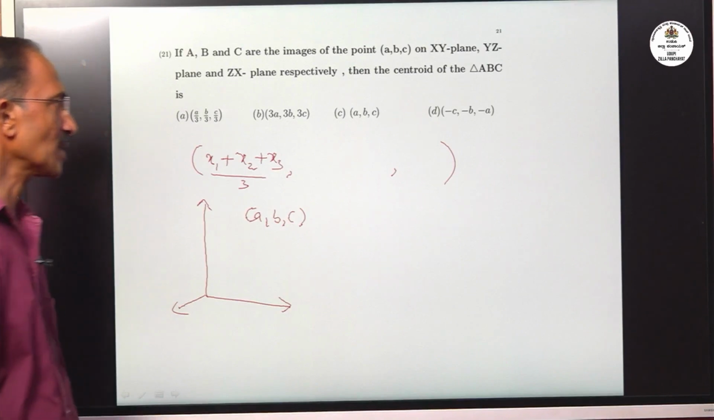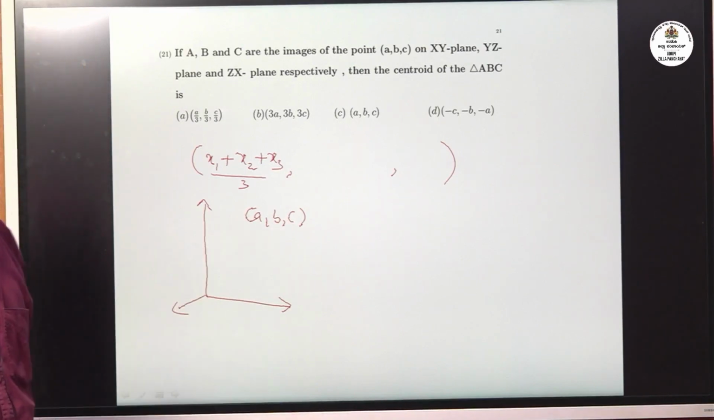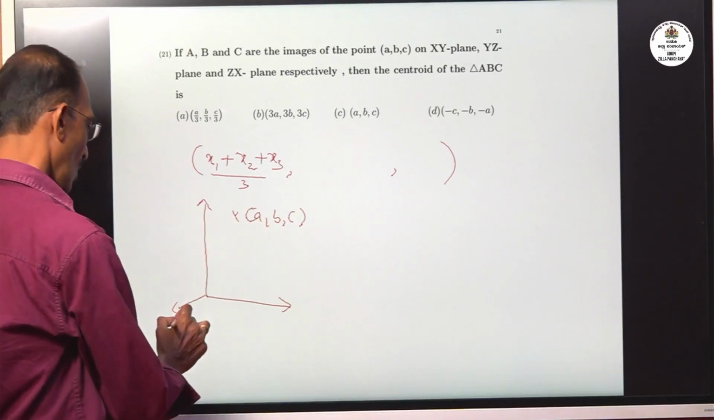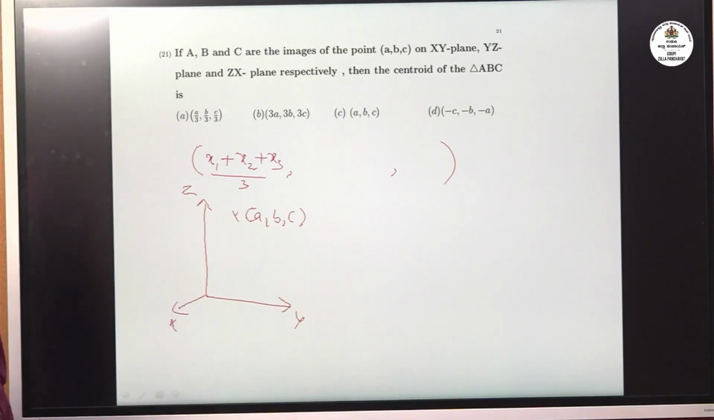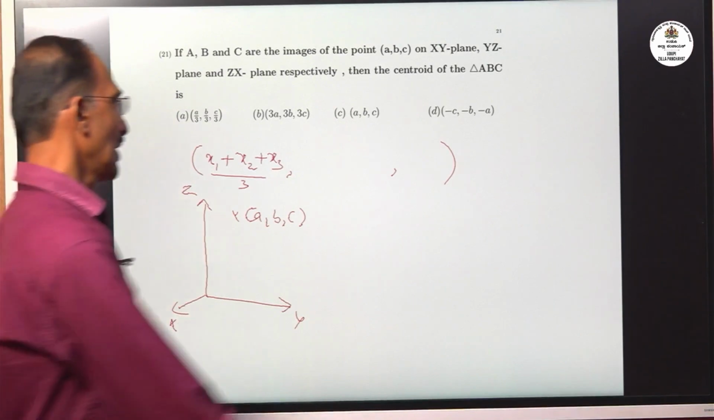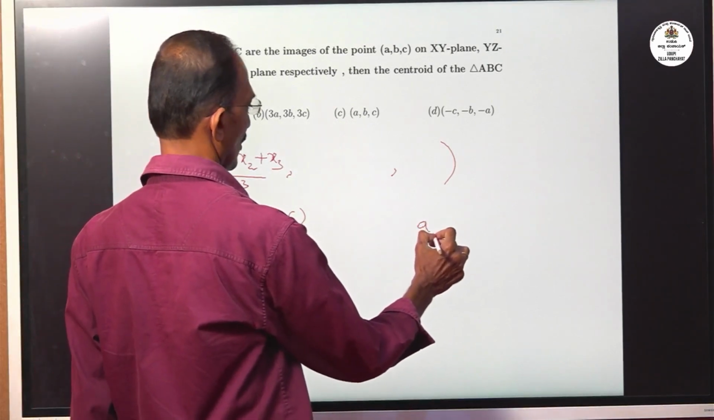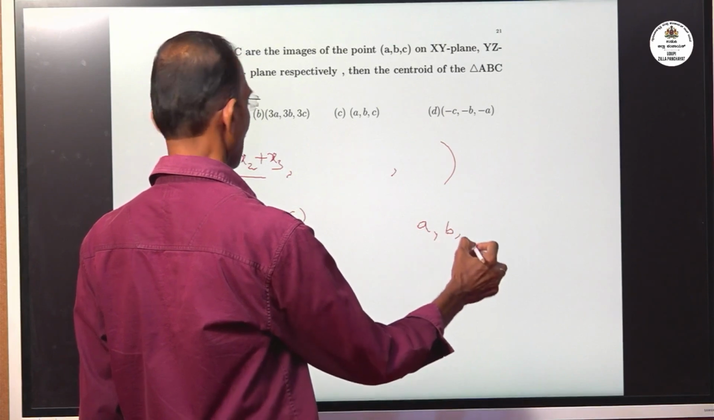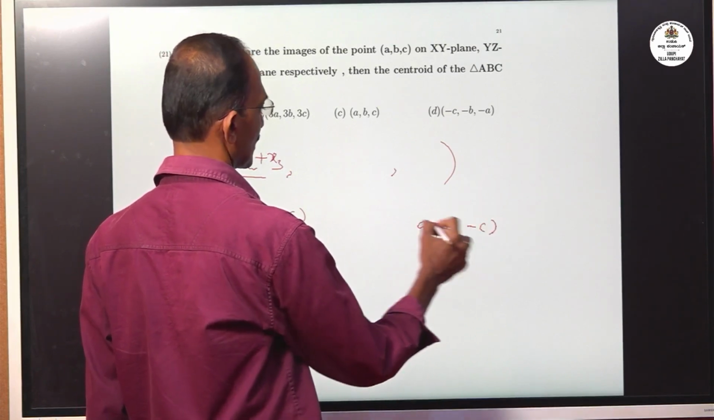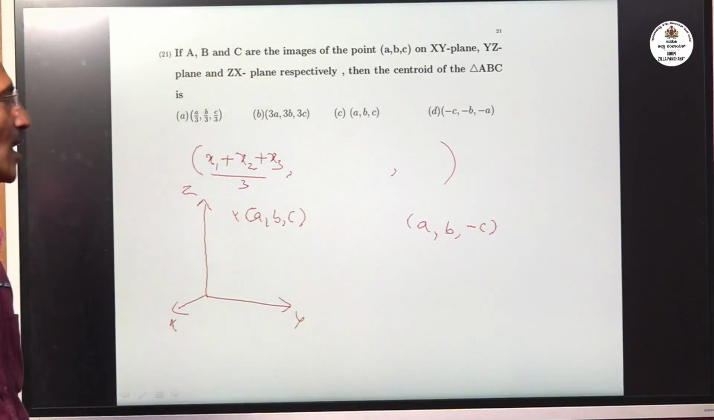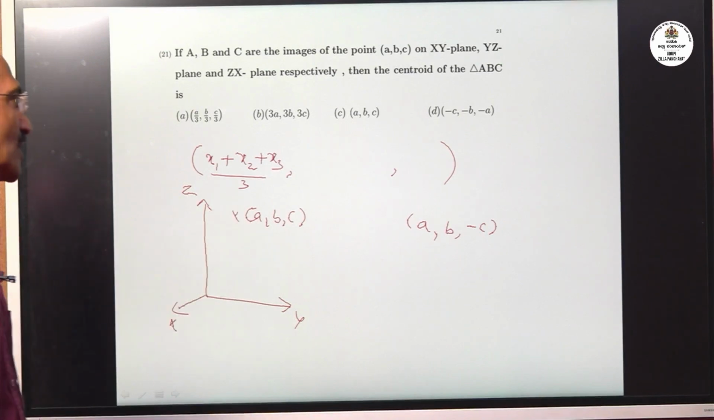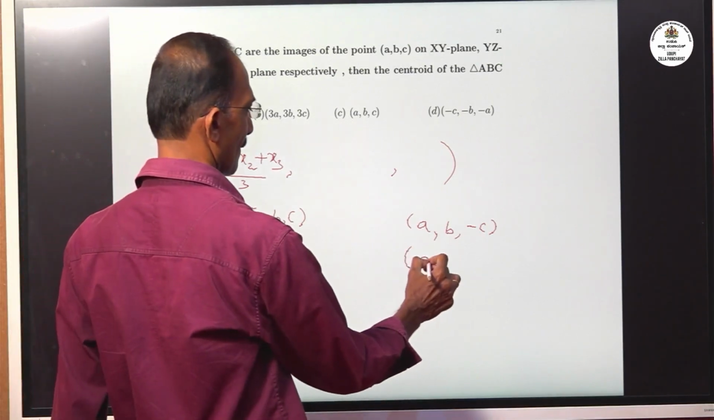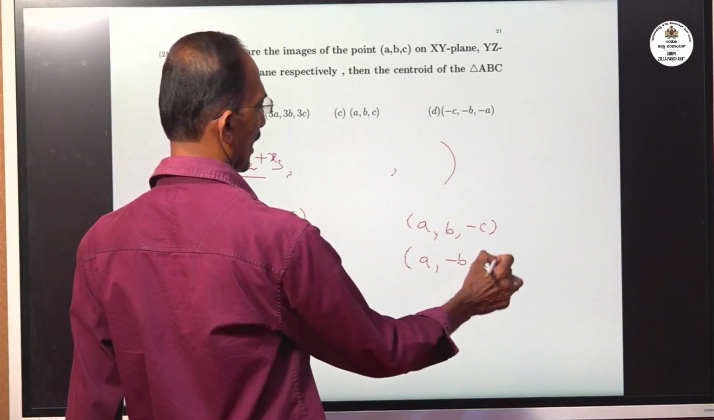So just consider the images of the point (A, B, C). What is the image of this point on the xy plane? Clearly it is (A, B, minus C). A, B, minus C. So what is the image on the yz plane? That is (minus A, B, C).